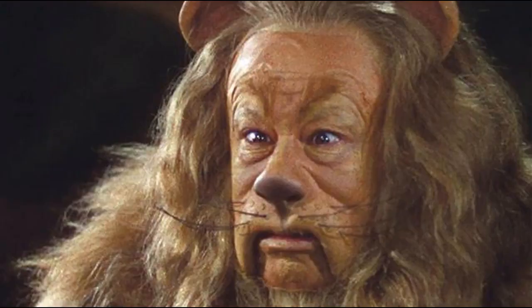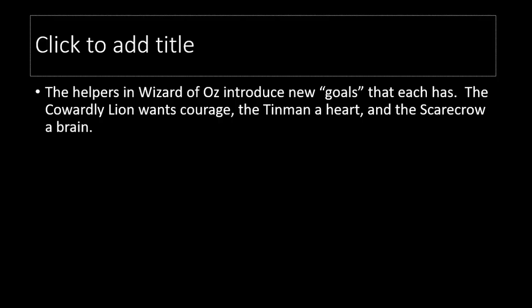And the Cowardly Lion has to be infused with courage so that he can continue on with the quest with Dorothy, the Tin Man, and the Scarecrow. So these are minor obstacles, and as I said, they each introduce not only obstacles but goals as well. The Scarecrow wants a brain, the Tin Man wants a heart, and the Cowardly Lion wants courage.